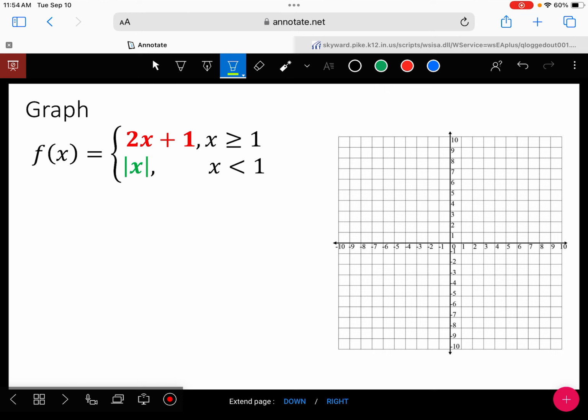So what I will tell you is that you will have to graph on the skills check either a quadratic, an absolute value, a square root, or a cubic. So one of those is on the skills check.